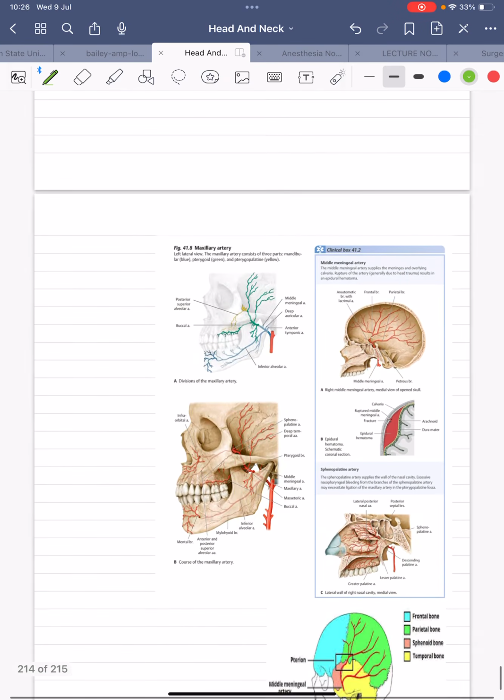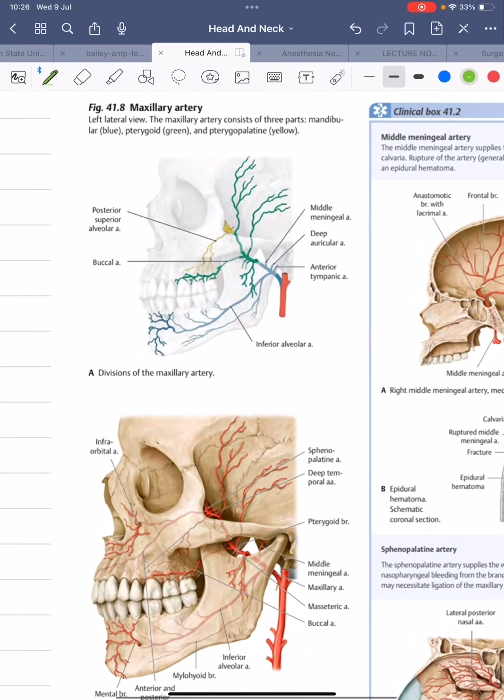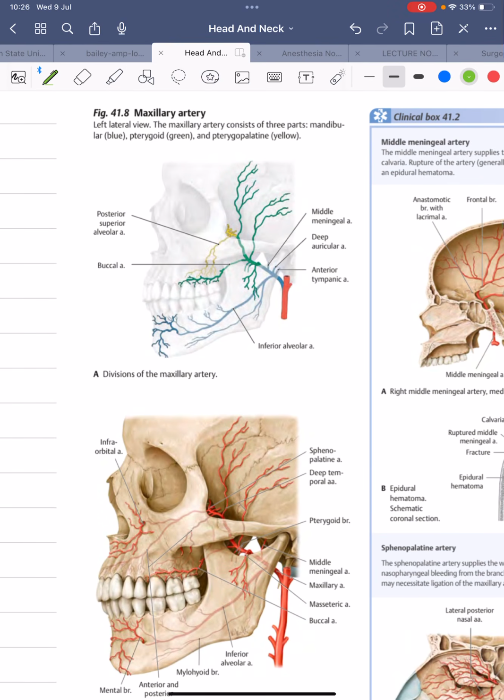Now see here, the maxillary artery is one of the terminal branches of your which? External carotid artery. It is dividing into three parts: the mandibular part, the pterygoid part, and the pterygopalatine part. So this is our terminal branch, and the second will be your which one? Superficial temporal artery. So from the first part, this artery is going down, giving blood supply to the lower teeth, that is the inferior alveolar artery.